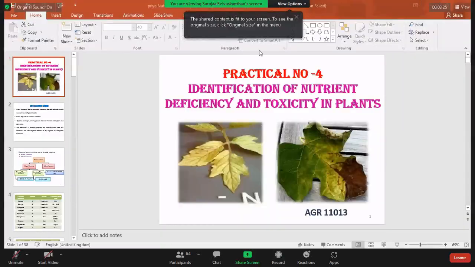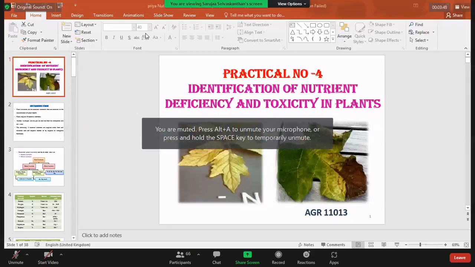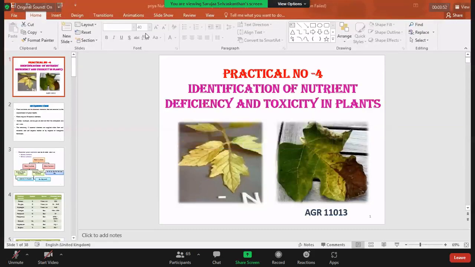Okay, up to this, what are the practicals you covered? Practical 1? Meteorological instrument and maintenance. Then second one? Identification of monocot, dicot, fertilizers. Good. Then third one? Land preparation.